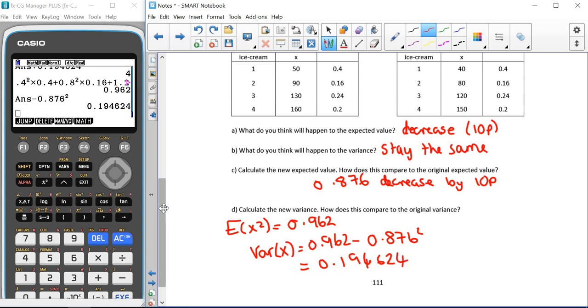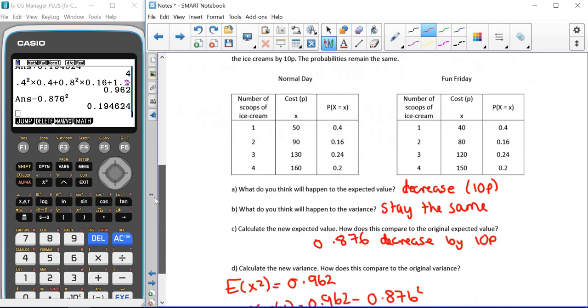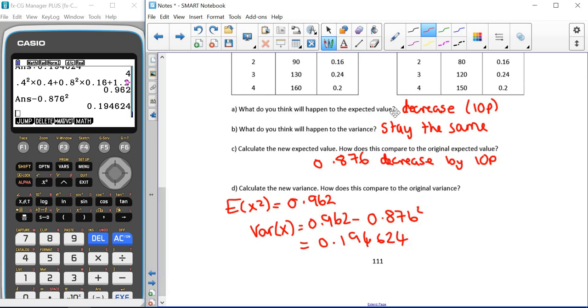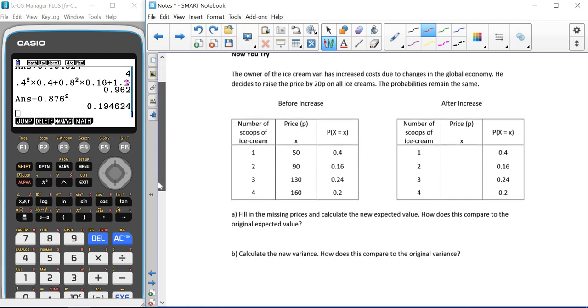and that gives us 0.194624. And if I scroll up, remember I copied it over for this part here, that's exactly the same as what we originally had. So we can see that when we add on or take off values, our variance isn't changing at all, but our expected value does change. I'm going to give you a second now to try the Now You Try, so please pause the video and give the Now You Try a go.